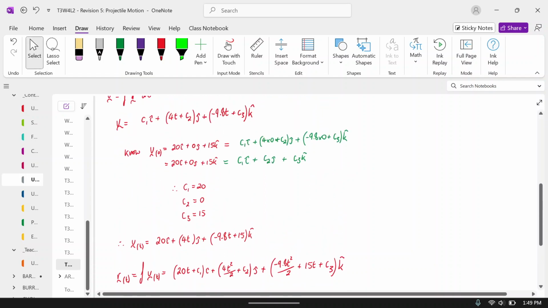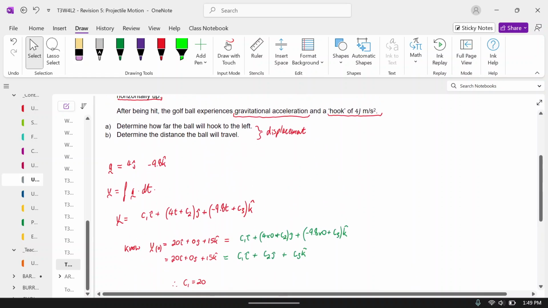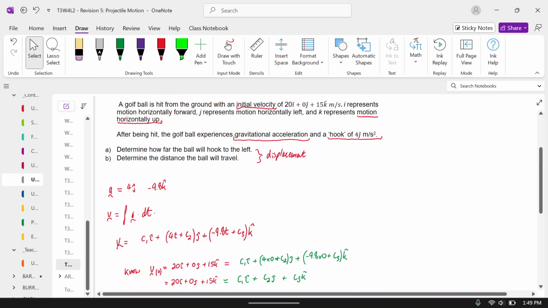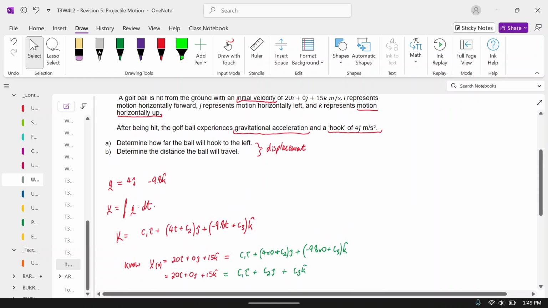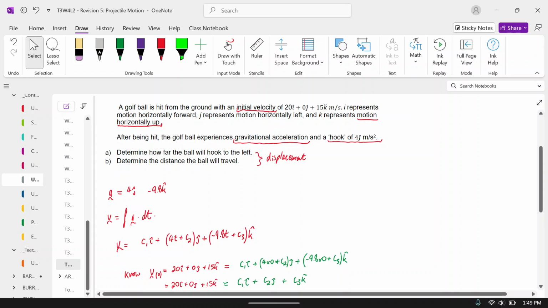Alright, so I'm going to think about my actual question now. First of all, I just want to know how far is it going to hook to the left. So how far left am I going to go? I'm going to double check. The hook was in my j component. So I'll need to know that.